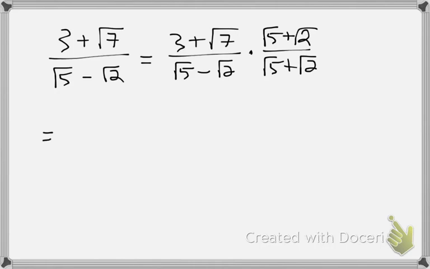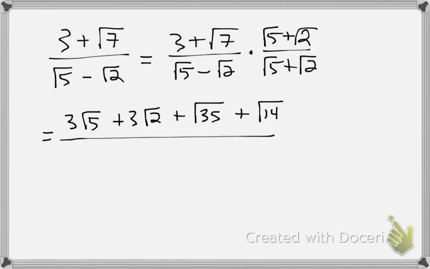All right, so that means up top, what's actually going on? You keep that. Well, we're foiling it this time. So let's go ahead and FOIL it out. Your first would be 3 root 5. Your outside would be 3 root 2. Your inside would be root 35, and your last would be root 14.